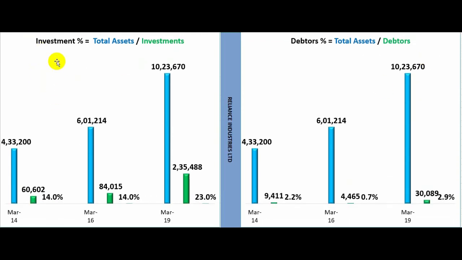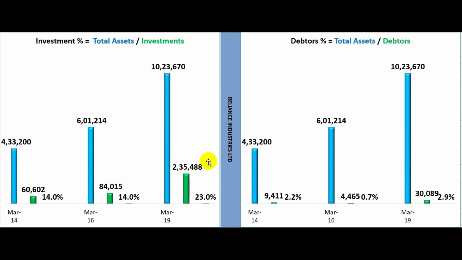Next let us look at the investment percentage, that is how much investments were there in the company against the total assets. We are looking at the components of the total assets, that is investments, debtors, capital work in progress, net fixed assets, and so on, and trying to understand which components are occupying how much percentage of the total assets. In March 19 the total investments increased to 2,35,000 crores. These are the investments through which the company earns other sources of income besides the revenue generated through operating activity. So here too we don't want a very high investment.